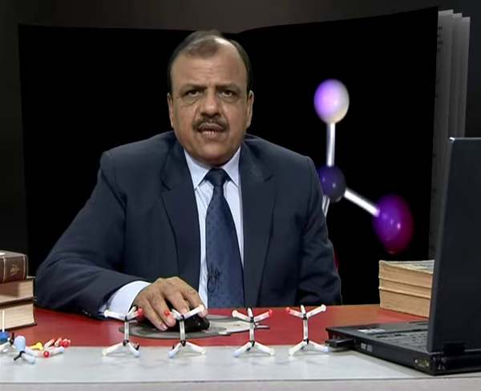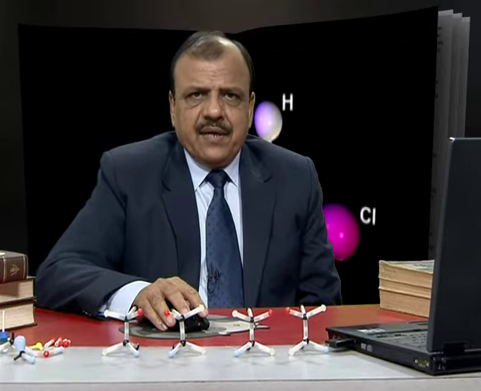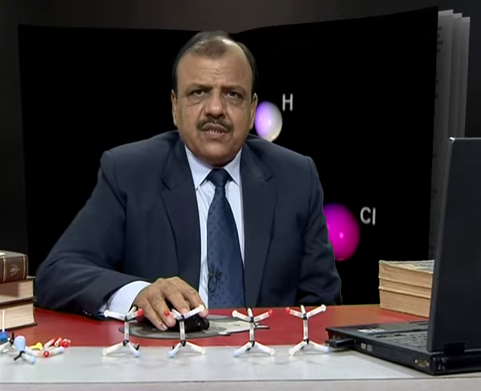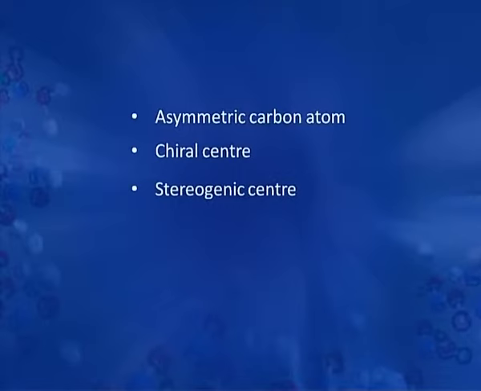We also discussed that for compounds which contain one asymmetric carbon atom, only 2 isomers are possible. One will be dextrorotatory and the other levorotatory. We came across 3 terms in our previous session: one is asymmetric carbon atom, another is chiral center, and the third is stereogenic center. Actually, these 3 terms are used interchangeably.